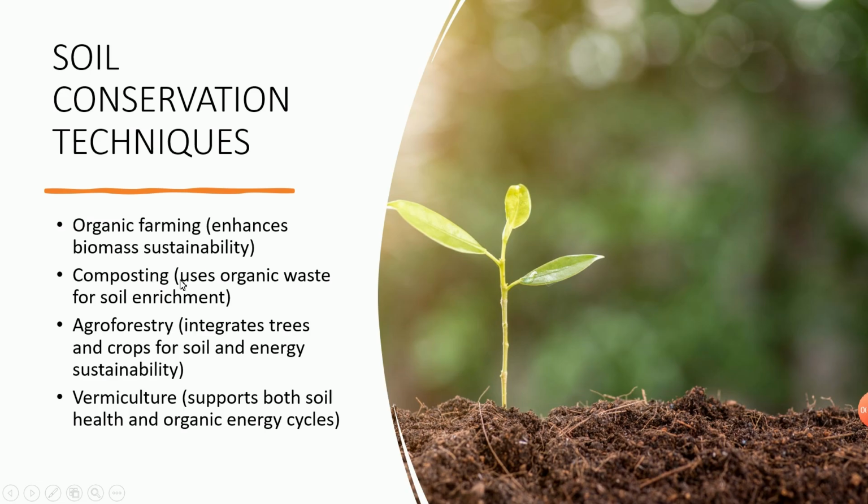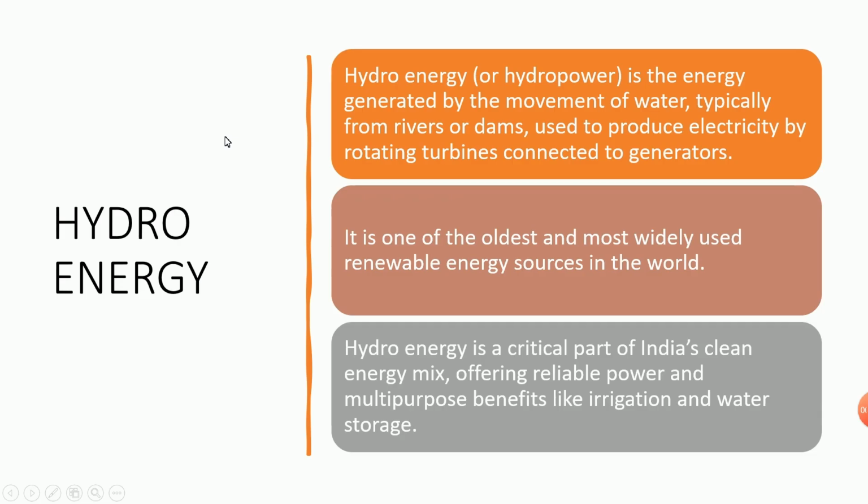Then composting. Composting uses organic waste for soil enrichment. இயற்கை உரங்களை யூஸ் பண்றது. Then agroforestry integrates trees and crops for soil and energy sustainability. Then vermiculture supports both soil health and organic energy cycles. So these are the various soil conservation techniques.